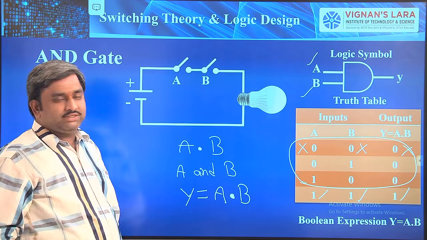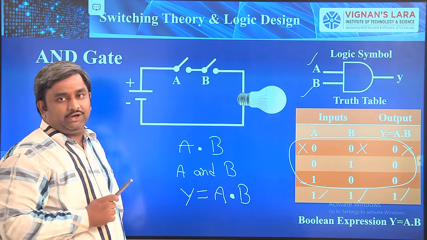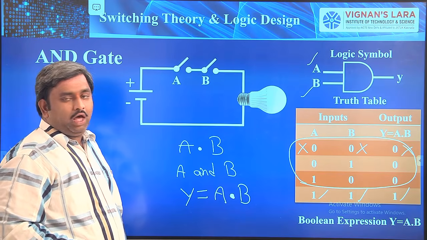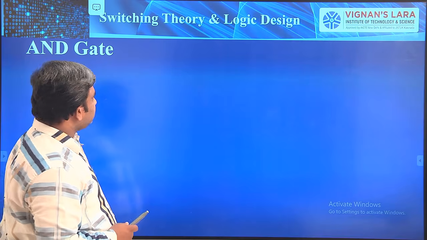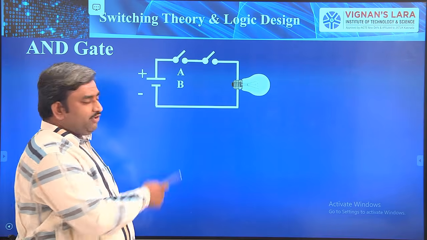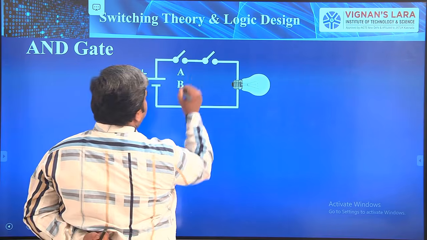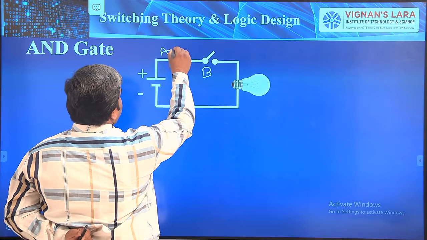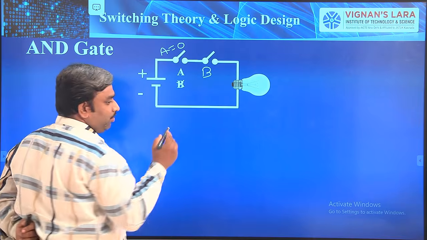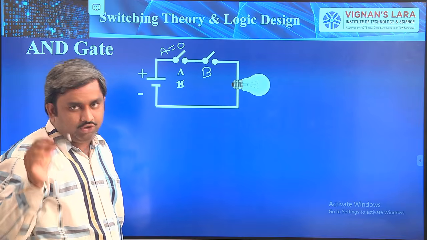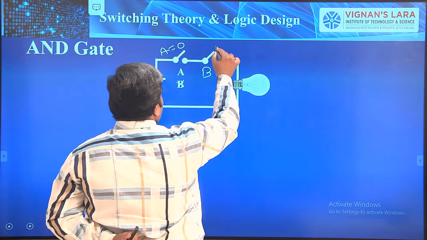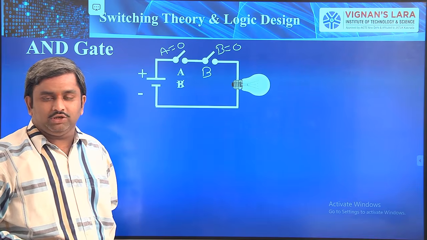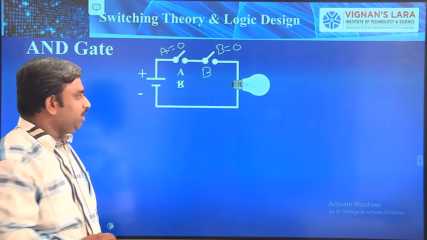For explaining this concept, I have considered a small electrical circuit with a bulb. Now we will see this operation. Coming to the first case, here we have A and B switches. The A switch is in the off condition, and for the off condition I am representing logic 0. The B switch is also in the off condition. So A is off, B is off.